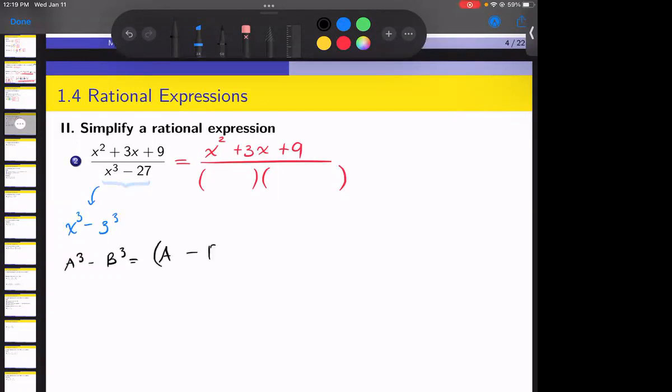Let me recall it for you so you don't have to flip back. So A is x, B is 3. Just plug it in. What do I have? x. Okay, go on. Which is?